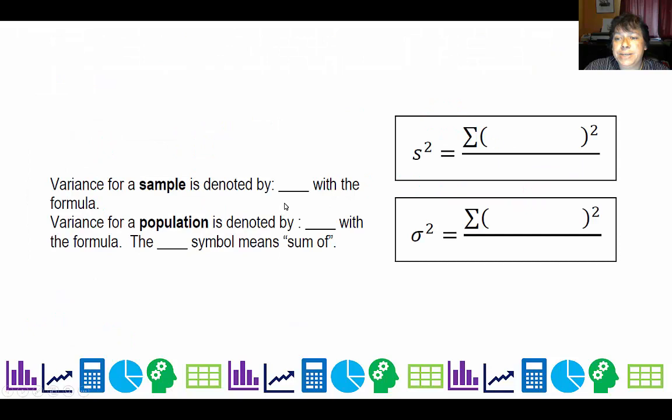Now this brings up the two formulas again. Variance for samples is denoted by S squared, and if you're using a calculator, sample standard deviation has an S on it. It's the data point minus the mean, squared, add them all up, then divide by n minus 1. For a population, it's sigma squared, a Greek symbol, and instead of x bar, we use mu. Mu stands for the parameter. We divide that one by n. Note that the sigma symbol means sum of.